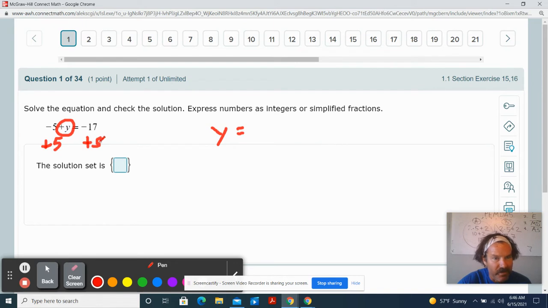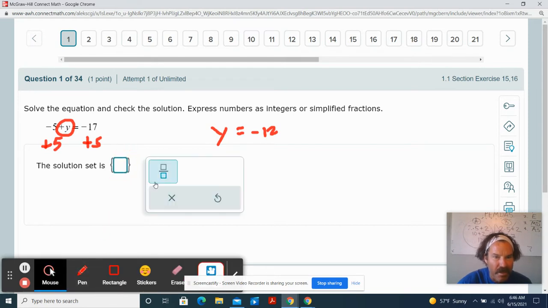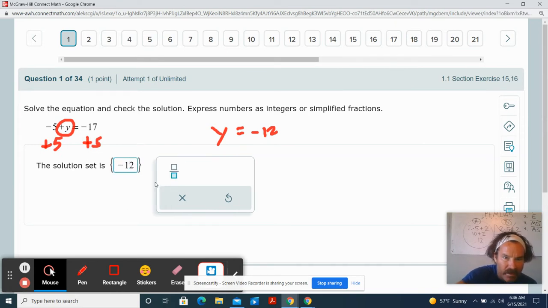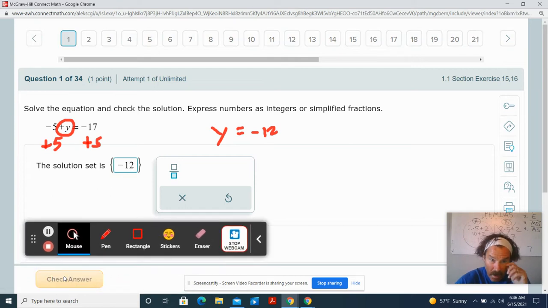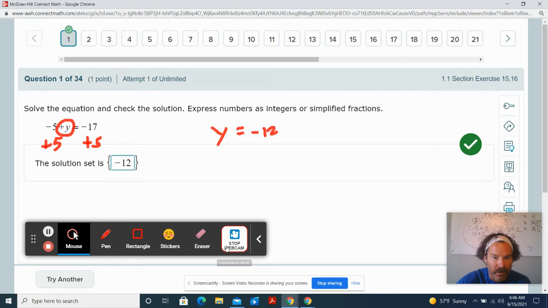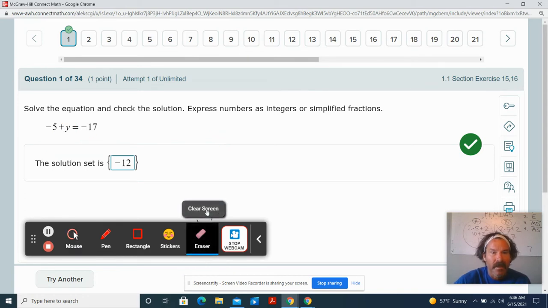Negative 17 plus 5. If you got through homework number 1, you definitely want to do the homeworks in order. You don't want to do homework 2 before you do homework 1. In homework 1, we talked about adding integers together. So negative 17 plus 5 is just negative 12. Don't worry about where it says the solution set. All you have to do is type in negative 12, and then check answer. We look for that green check mark. Okay, so that's a very simple one.